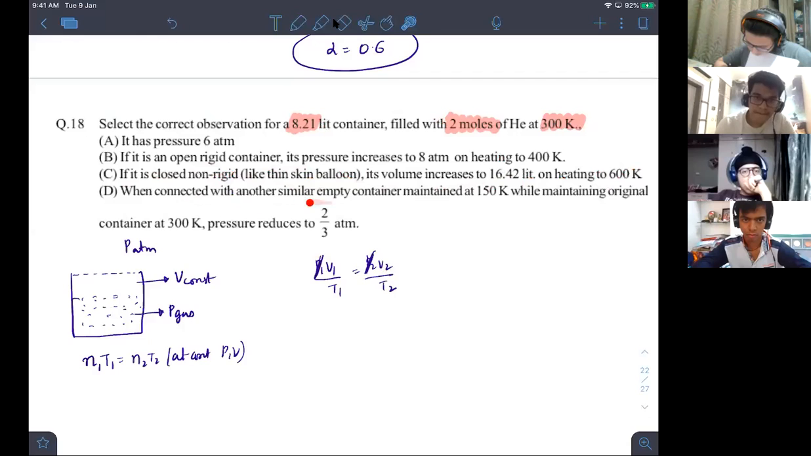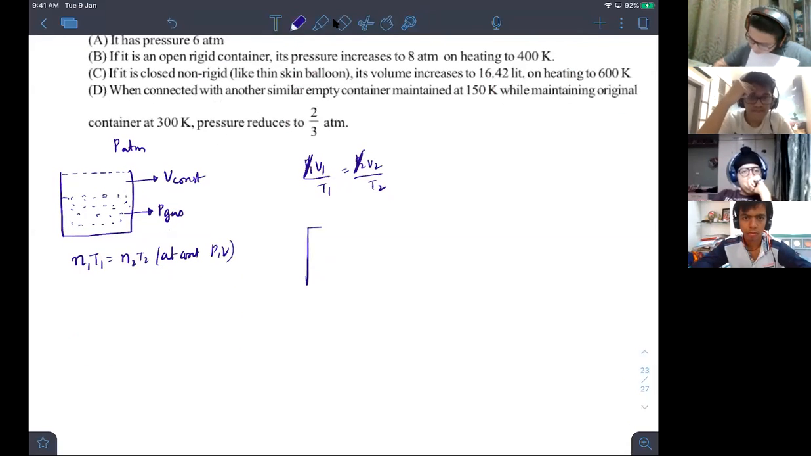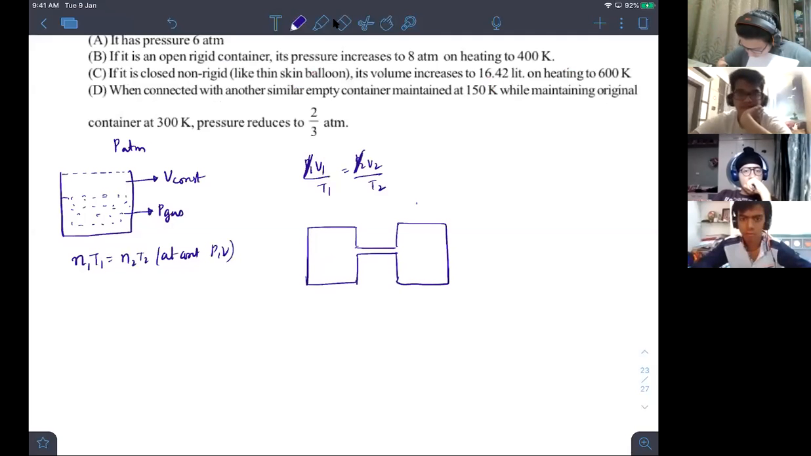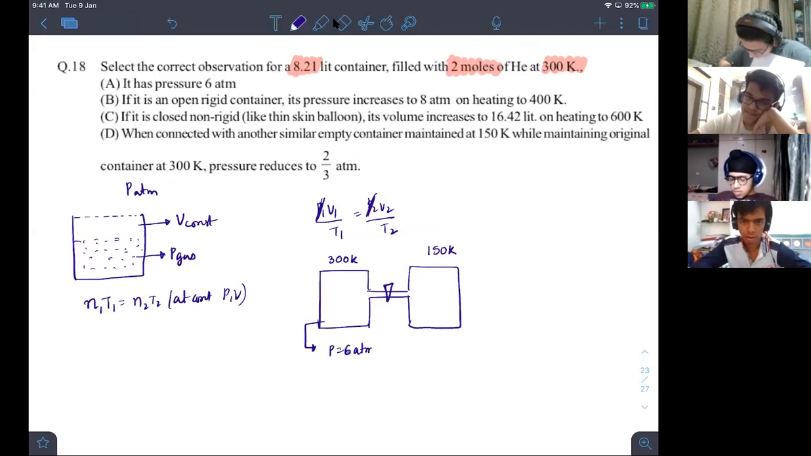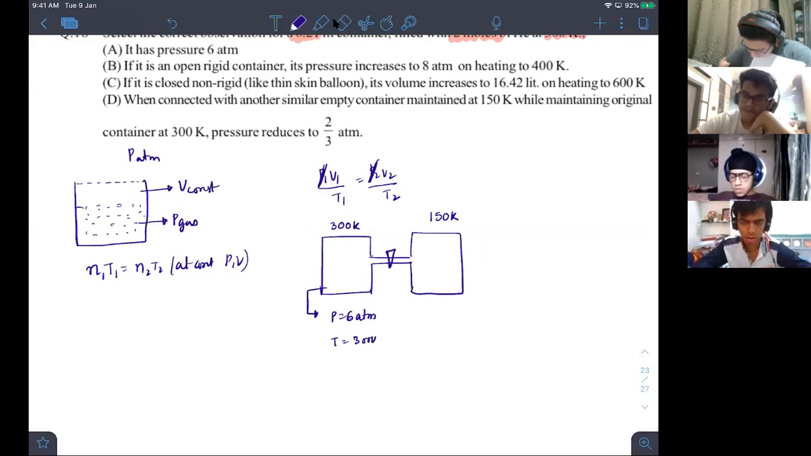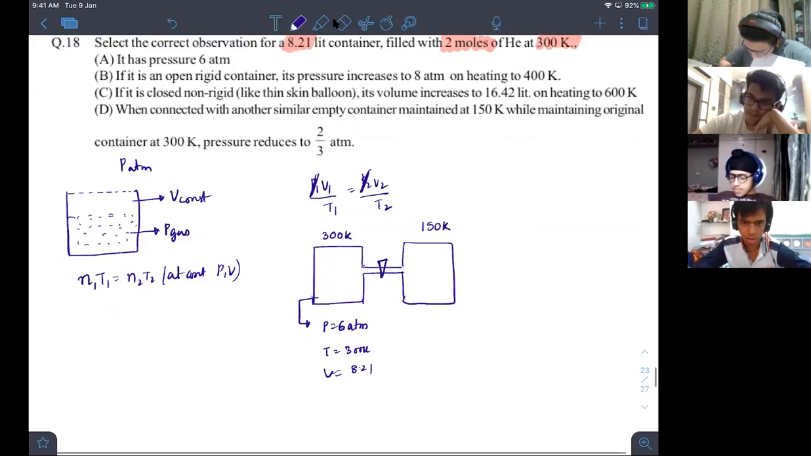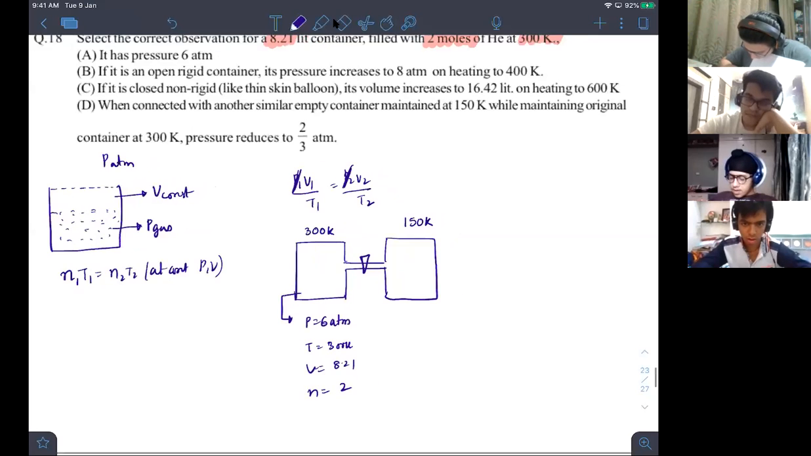Last factor. When connected with another similar container, see, this is an important part. When connected with another similar container, which is maintained at 150 kelvins, while the original container is maintained at 300 kelvins, now the pressure reduces to 2 by 3 atm. Is this point clear? Originally it was closed here, and what are the conditions here now? Pressure originally was 6 atm, which you have calculated. Temperature is 300 kelvins. Volume is 8.21 liters. Number of moles are 2 moles. This was the original case.